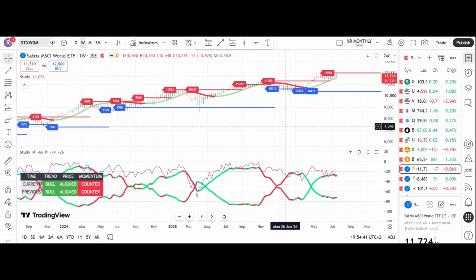Next, we get to the Satrix World Fund. And here we have the same as last week. There is this counter trend as it closes in on its moving average. And we can see here that this blue line has also broken below here, which shows some bearish momentum. So there's a counter trend, and we have resistance at 1100.998, and we have support at 1041.